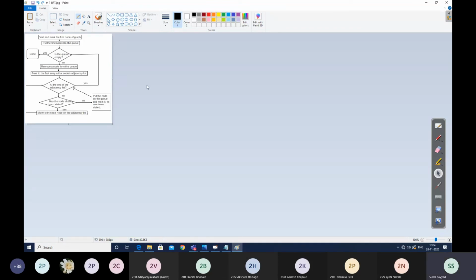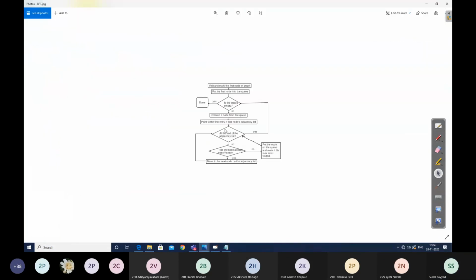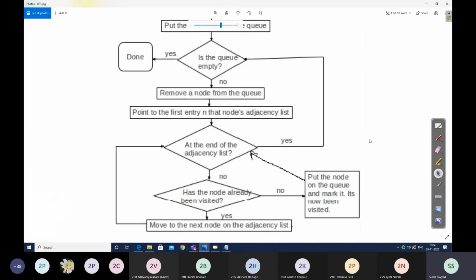Is it clear, this flowchart? Any doubt? Yes? Anyone having any doubt? Am I audible, students? Am I audible?